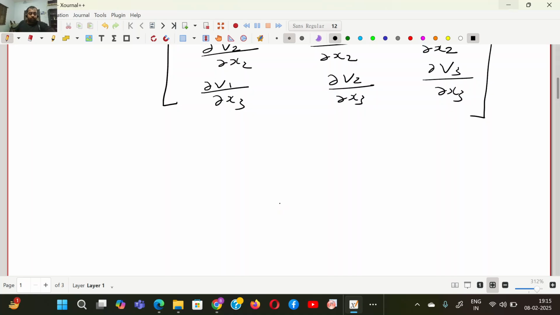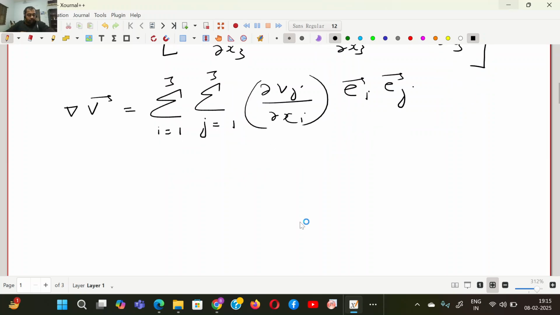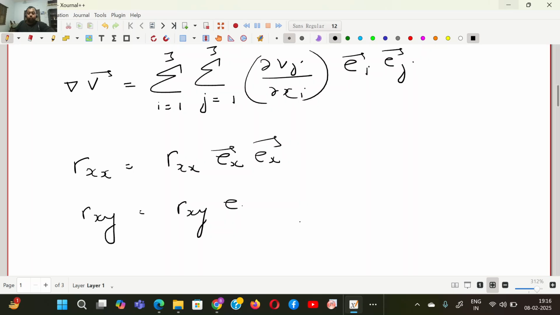Okay. In index notation, I can write the gradient of velocity in this form. i going from 1 to 3, j going from 1 to 3, dou vj by dou xi. And since this is a tensor, there will be two directions associated with it, okay? ei, ej. For instance, tau xx is tau xx, ex, ex. Tau xy is the magnitude of tau xy into ex, ey. Tau xz is tau xz, ex, ez.